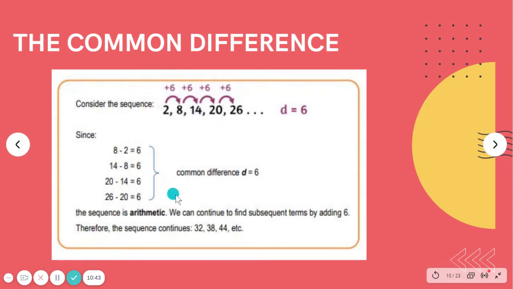Okay? And since alam na natin ang common difference niya ay 6, we can easily continue this sequence. Ano kaya yung susunod na number dito? Kung ang common difference ay 6. Tama. Ang susunod na number dito ay 32 because 26 plus 6, that is 32. And then kapag itinuloy mo yon, 32 plus 6, that is 38. Then kapag itinuloy mo ulit yon, 38 plus 6, that is 44. Katulad nito, kapag itinuloy mo yung sequence na nakalagay dyan sa taas, ito yung mga susunod na terms, 32, 38, and 44.